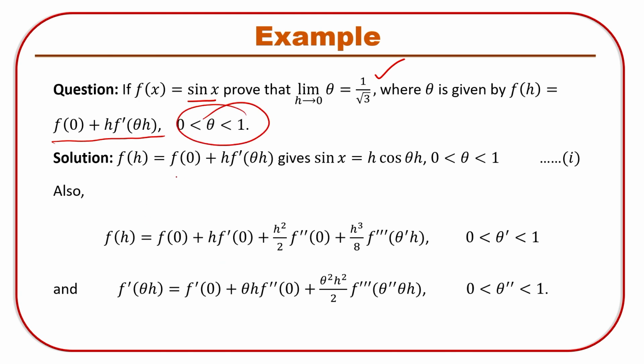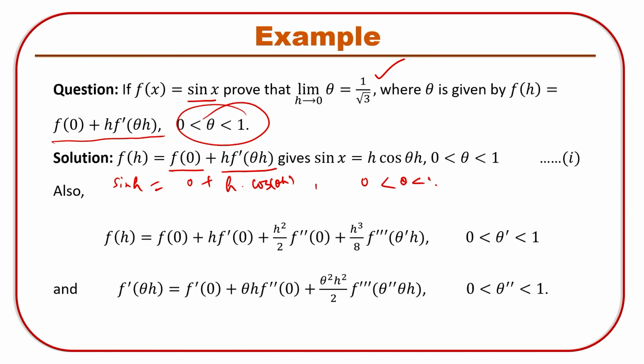So, f(h) equal to f(0) plus h f dash of (theta h), and that will give you sine of h. f of h is what? f of h equal to sine of h, is equal to f of 0, sine of 0 equal to 0, plus h into f dash of (theta h). f dash of theta h is equal to cos of theta h. That is what we had, and theta lies between 0 and 1, right.